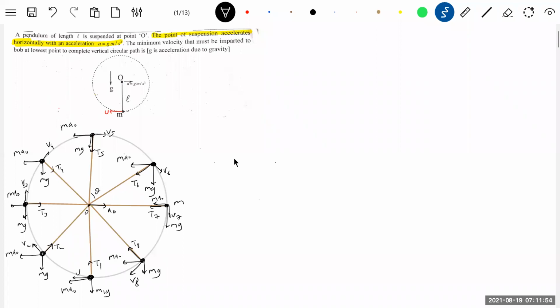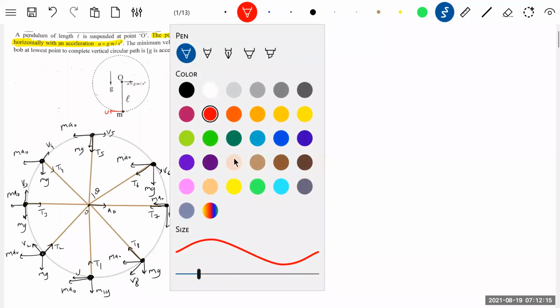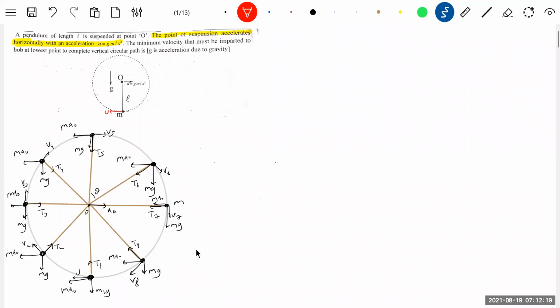Among them, which can be the critical point? So now see the analysis like this here. The velocity should be minimum. That's all. The velocity of the bob should be minimum. That's the thing. And what is the necessity of the critical point? Critical point, how do we define it? The basic definition of critical point.